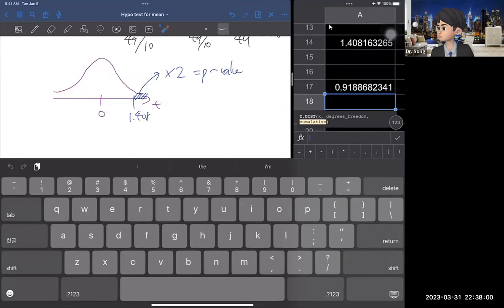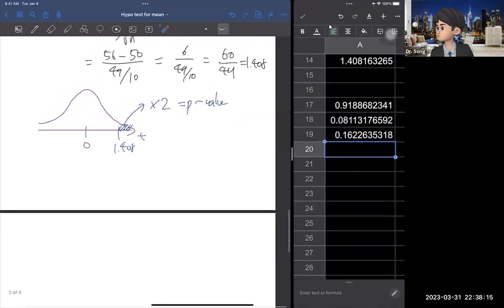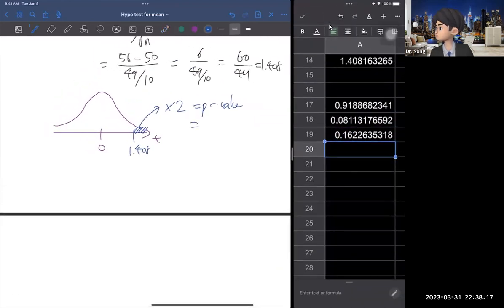But what we want to find is the blue shaded area. That's why we need to use the complement. 1 minus that one gives me this one-sided shaded area. Okay, that is 0.08 something. And then you multiply by 2, then we got the p-value, which turns out to be 0.1622, right? So this shaded area is 0.0811 something. And when you multiply by 2, you have the p-value, which is 0.1622.